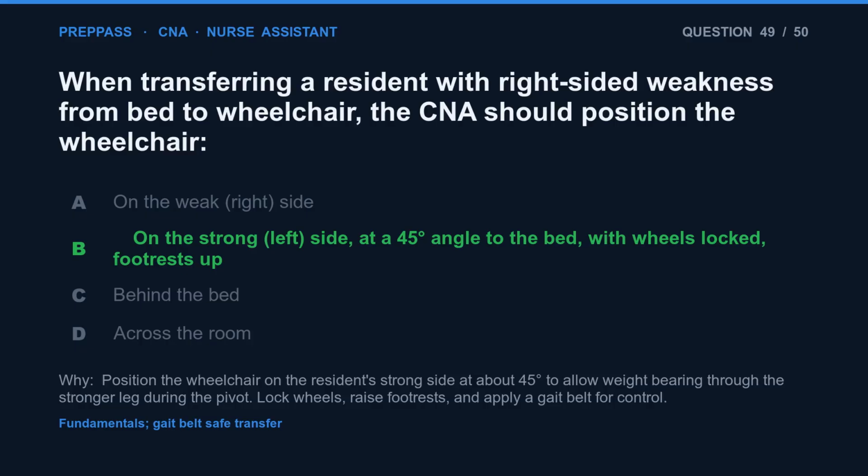The correct answer is B. Position the wheelchair on the resident's strong side at about 45 degrees to allow weight bearing through the stronger leg during the pivot. Lock wheels, raise footrests, and apply a gait belt for control.